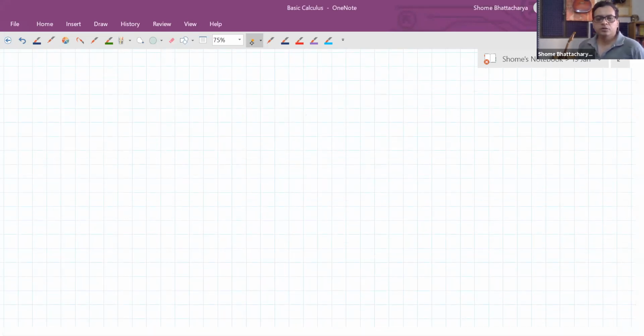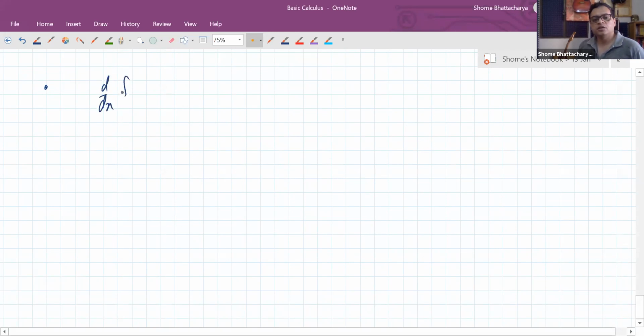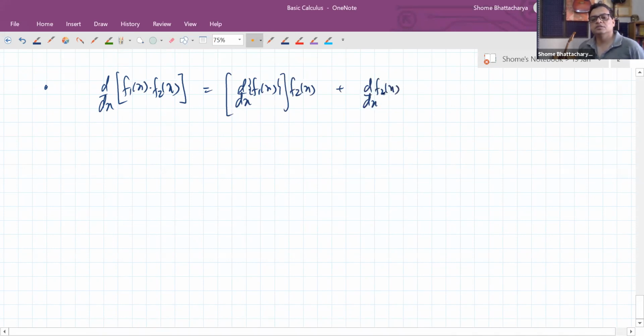Now, there are a couple more properties of differentiation that we'll discuss. So if we have the differentiation of the product of two functions, then it is given by this sort of an operation. It becomes the derivative of the first function multiplied by the second function plus the derivative of the second function, whole thing multiplied by the first function. So we will discuss this with a couple of examples in a bit.